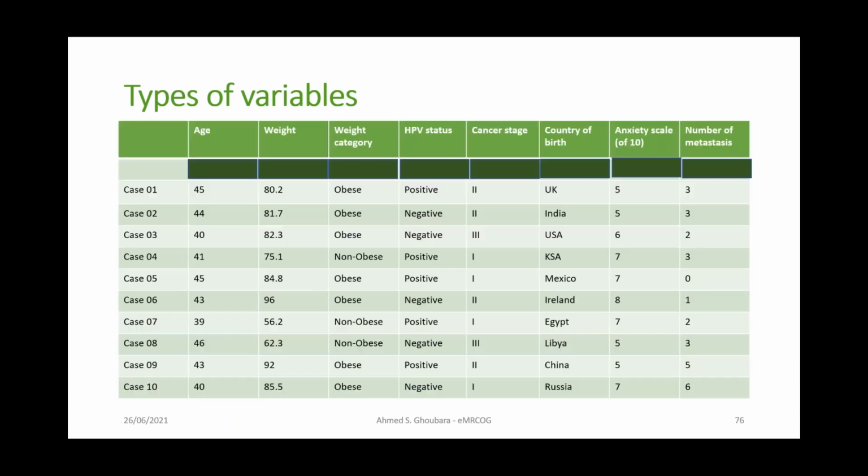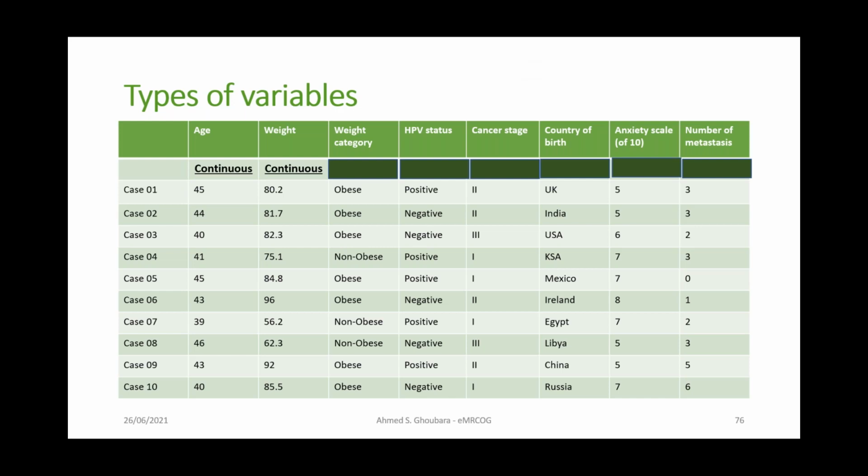Let's just take a trick on this. I need you to tell me age. Do you see the age? So I did that for you. This is like a real study with 10 cases, case 1, 2, 3, 4, all the way down to case 10. We're collecting data about the first lady: age, weight category, HPV status, cancer stage, country of birth, anxiety scale, number of metastases. So tell me age, which kind of data based on your understanding? Numerical continuous, perfect, continuous. Second, weight.